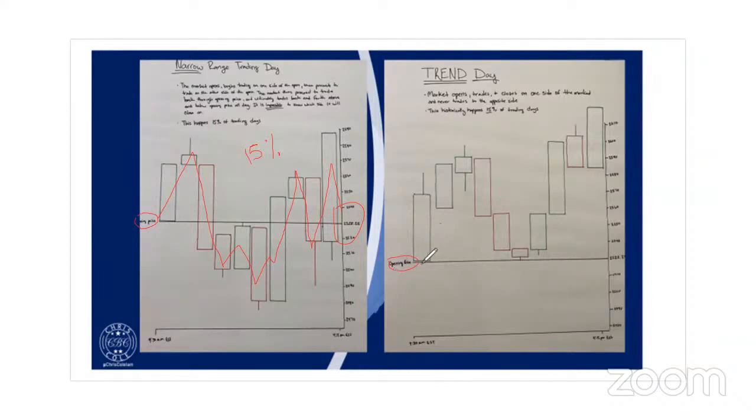Now with the trend day, the market in this example makes its initial drive up. It may come back to test opening price and eventually does what? Continues moving up and moving higher for the remainder of the day, okay? This is our trend day. The market never comes back and trades what? Against our initial direction, okay? This trading day also happens what? 15% of the time, okay?